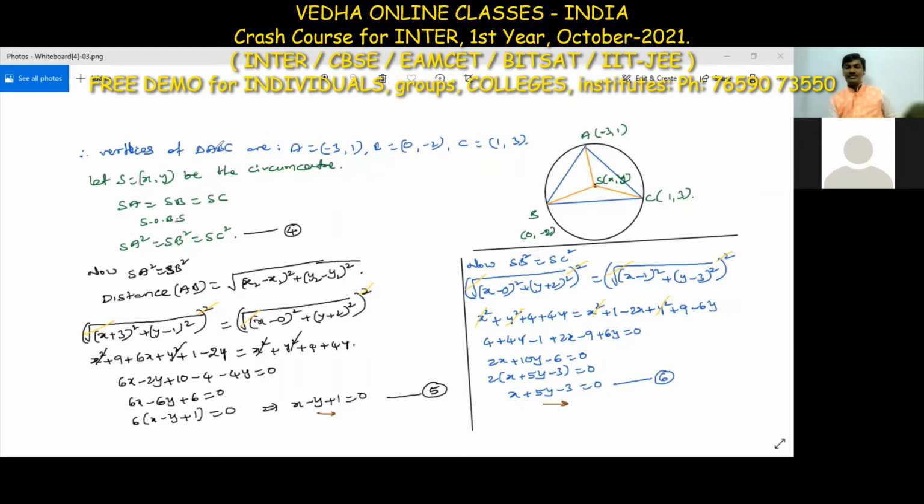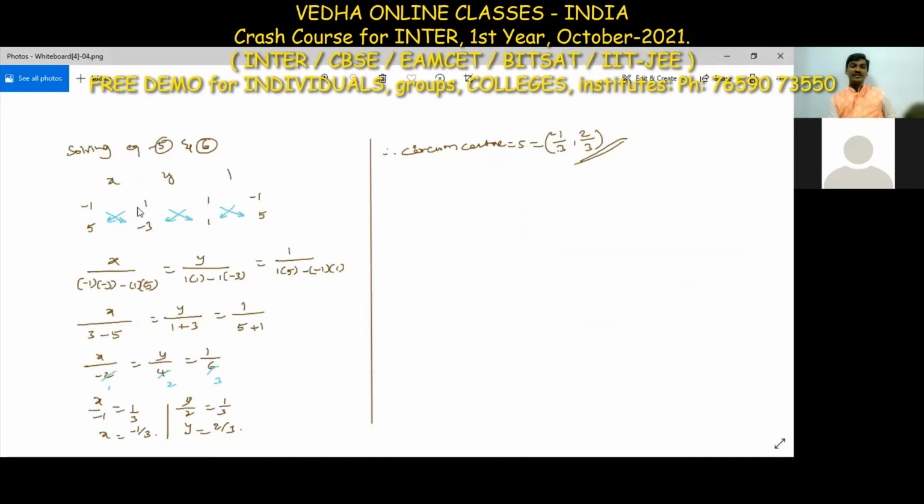Okay, so here solving 5 and 6 now. Solving 5 and 6 for x, y, 1, we start from the y coefficient: y coefficient, constant, x coefficient and y coefficient. Then x divided by, again the AD minus BC formula we apply: the product of minus 1 into minus 3 and 1 into 5. It is equal to y divided by 1 into 1 minus 1 into minus 3, equal to 1 divided by 1 into 5 minus 1 into 1.